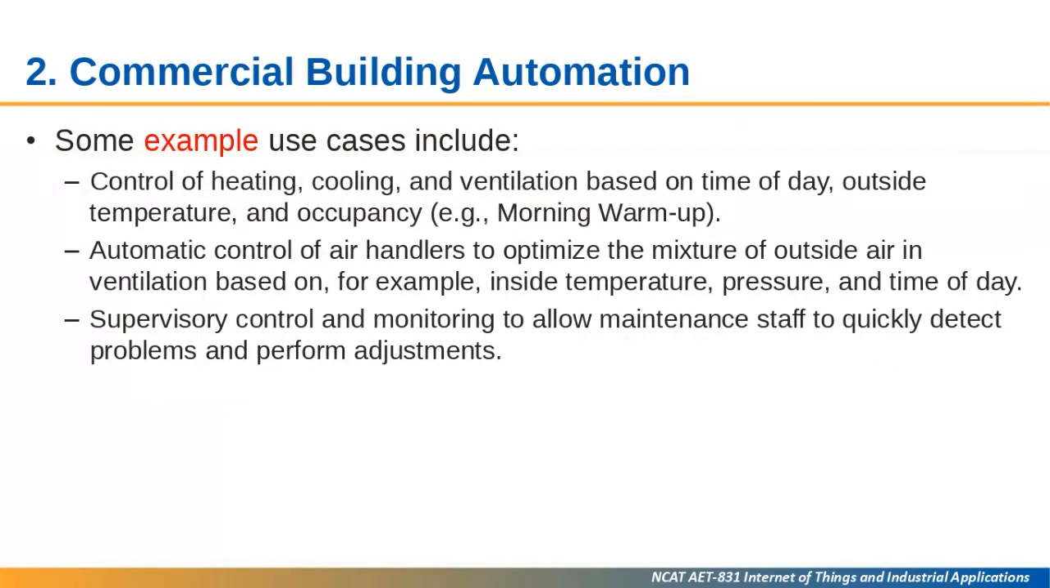Some examples. Sometimes some of these you may have experienced. So control of heating, cooling, and ventilation based on day, outside temperature, and occupancy. Yeah. So if no people are in there, it does not need to be warmed up that much. Yeah, easy to understand. And another example, automatic control of air handlers, optimizing the mixture of outside air in ventilation. And it also helps supervisory control and monitoring for maintenance.